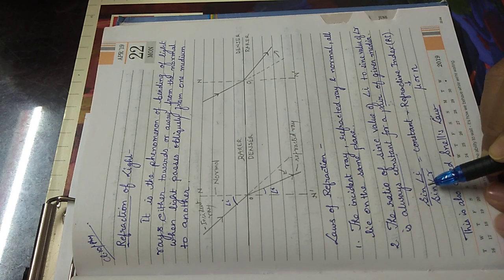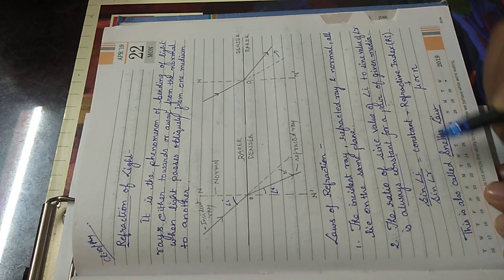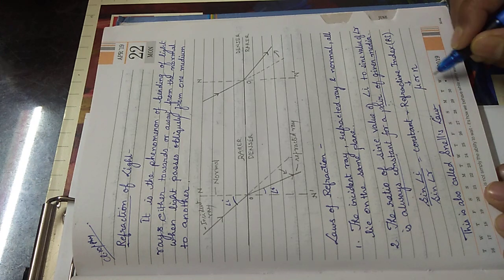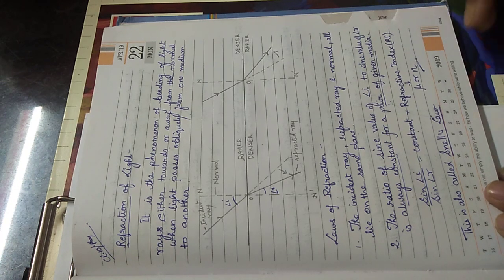So it can be written like this: sine of angle i by sine of angle r is a constant, and this constant is called the refractive index, which we write using the letter mu or n. Normally we prefer the letter n.